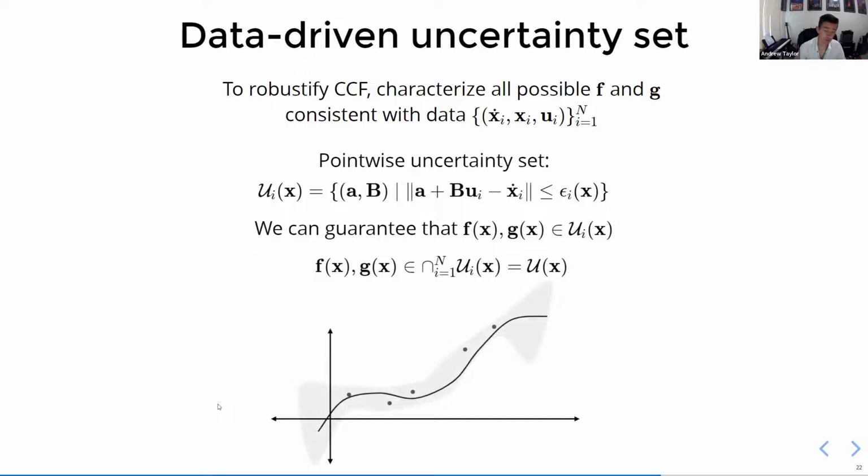Considering an uncertainty set constructed for each data point in the data set, we can construct the set U of x as the intersection of all such uncertainty sets, noting that the true values of f and g must lie in this set as they lie in each of the individual U_i of x sets. Importantly, proximity to data points reduces possible values of f and g as described by the function epsilon_i, as it decays as we move closer to a given data point.